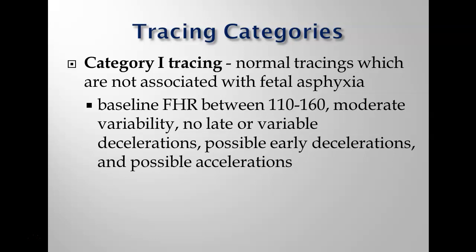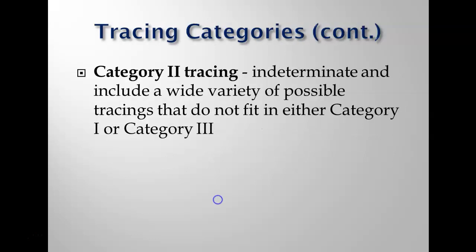So when we're looking at the tracings, we give them categories. A category 1 tracing means that we looked at this fetal heart rate tracing and it's normal. It's not associated with any kind of fetal asphyxia. So we know our baseline is between 110 and 160. We've got good moderate variability. We don't see any late decels or variable decels. We could possibly have early decels, but remember, that's not a bad sign. And we could possibly have accelerations or not have accelerations. It doesn't make a difference. It still would fall under category 1 tracing.